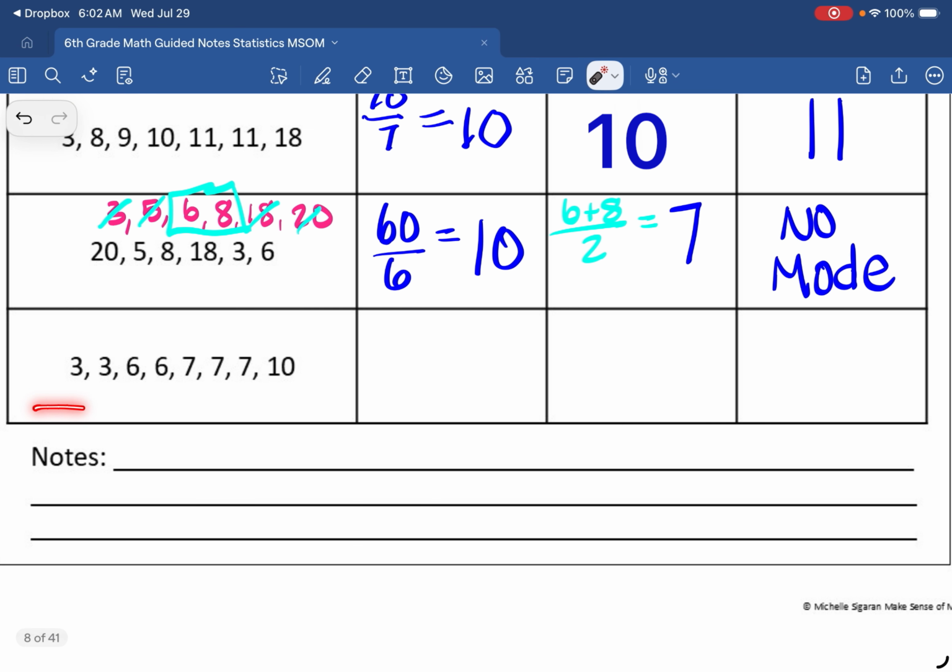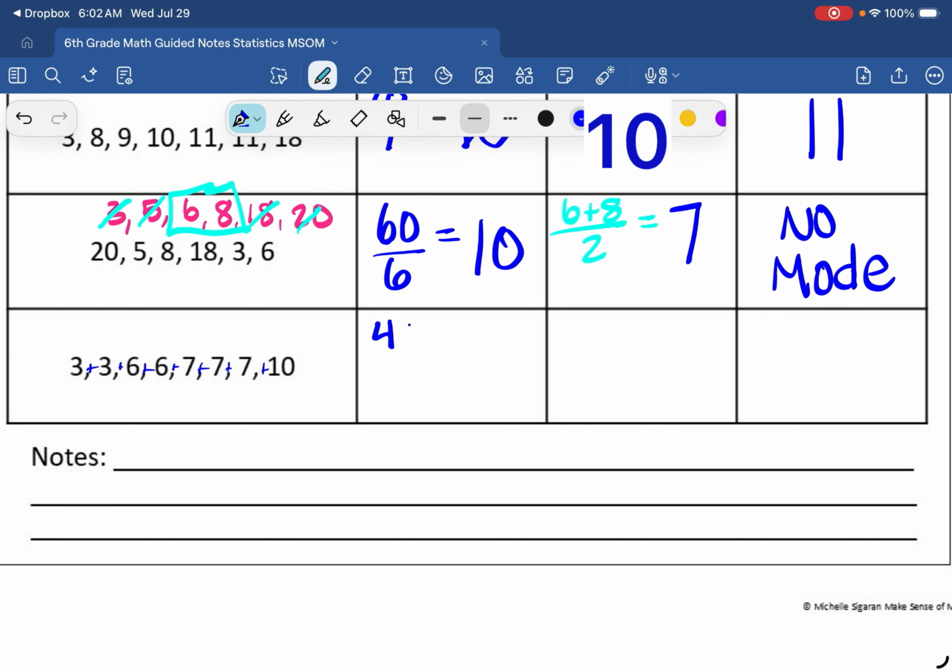Okay, we're on the data set at the bottom. We are going to find the mean by summing all of these data points. 3 plus 6, we're going to sum them all up. If I sum those all up, I get 49. And let's count how many data points there are.